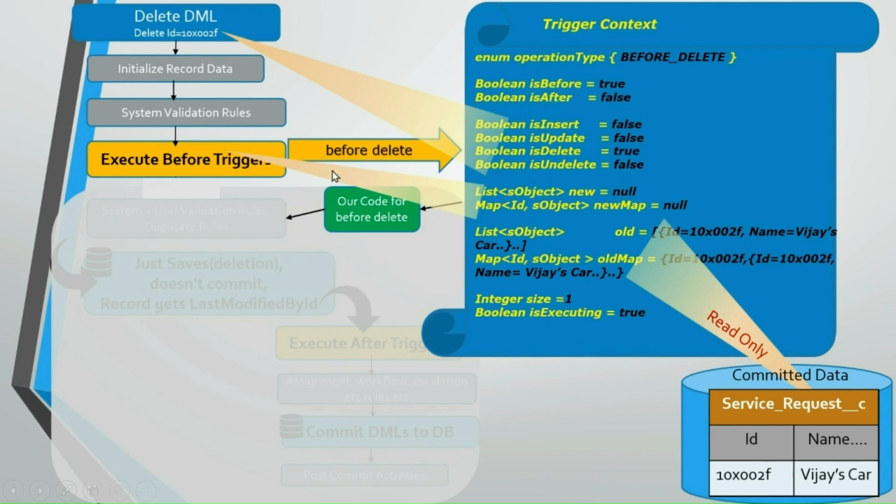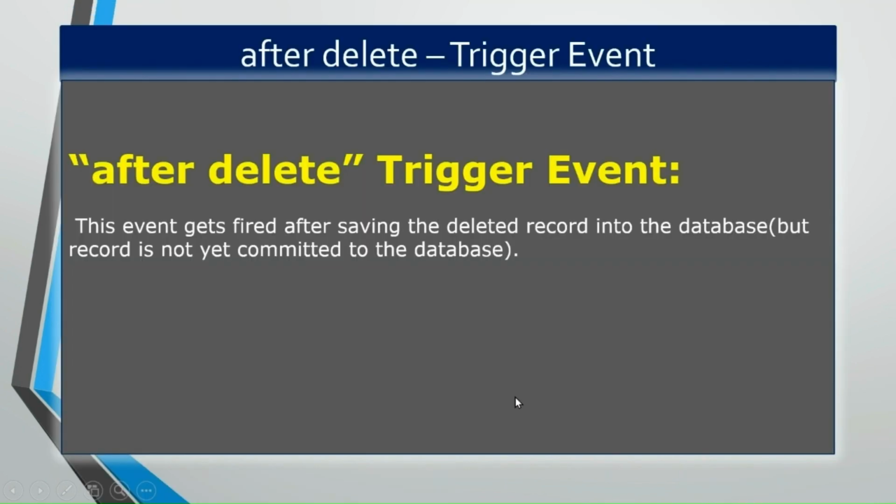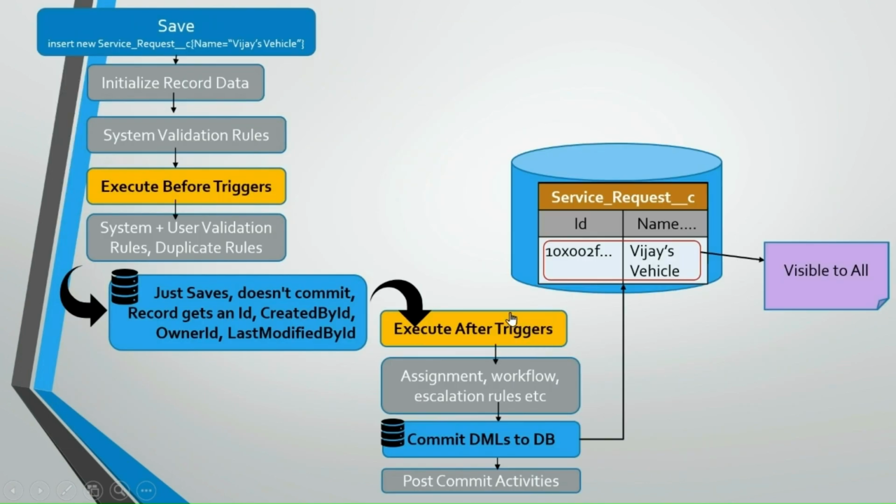Now in the same way, let us see after delete trigger event and its corresponding trigger context variables. After delete trigger event gets fired after saving the deleted record into the database. That means after events gets triggered here. So after delete trigger event also gets fired here, that is after performing the save step.